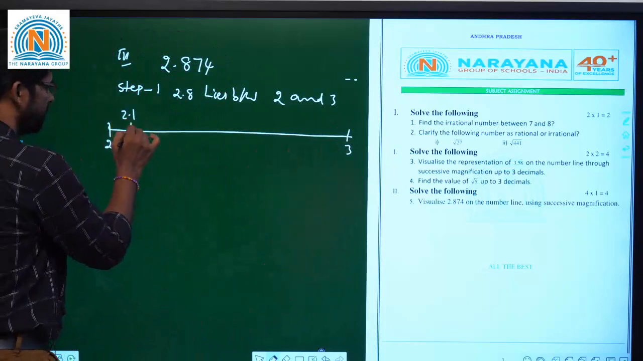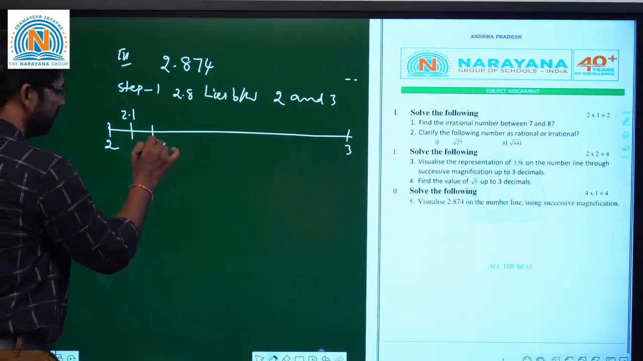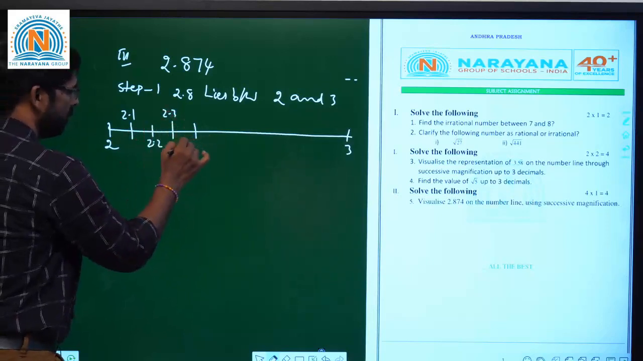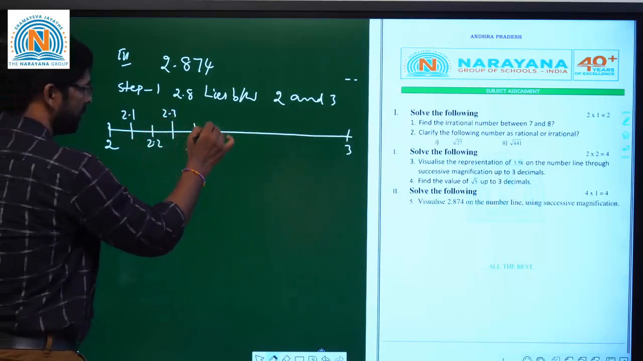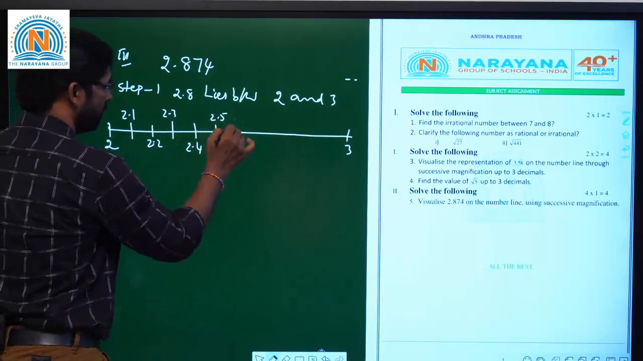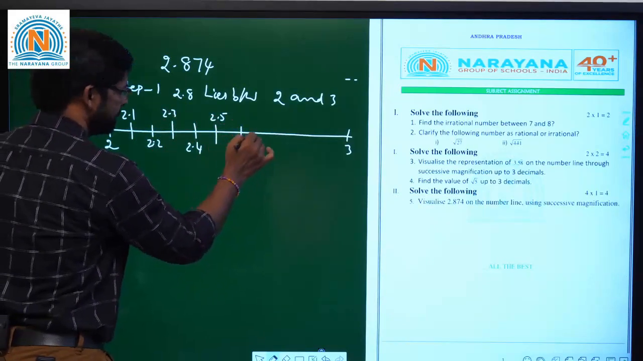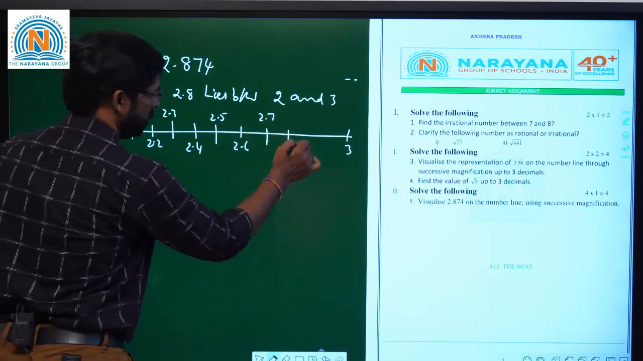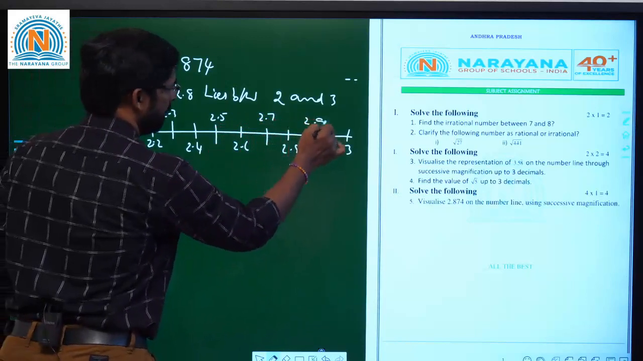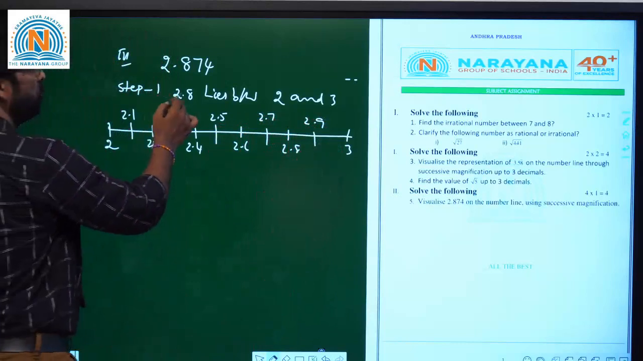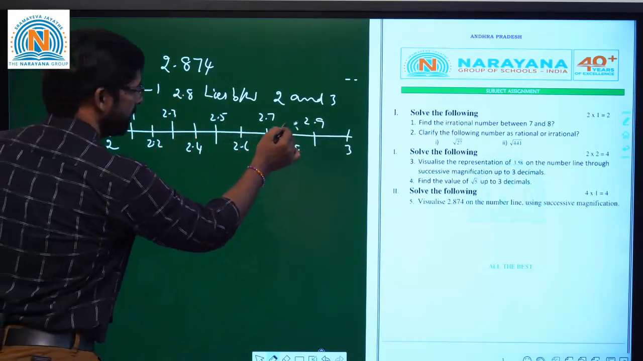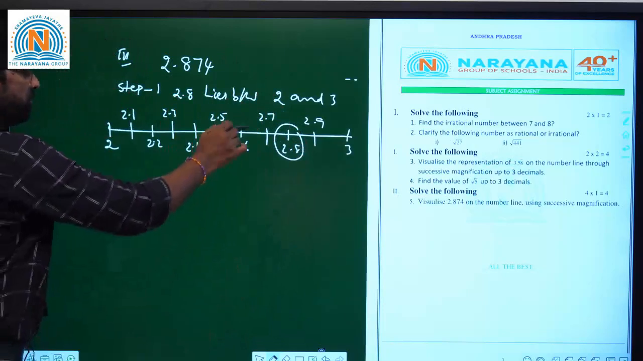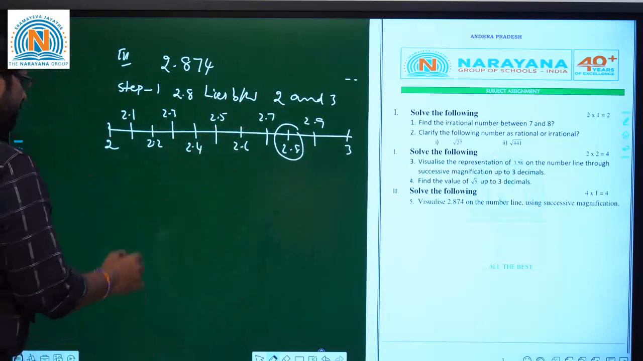2.1, 2.2, 2.3, 2.4, 2.5, 2.6, 2.7, 2.8 and 2.9. So map the 2.8 on the number line. Next step.